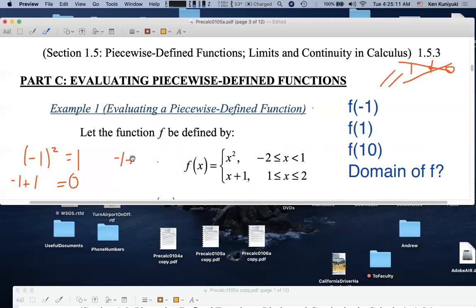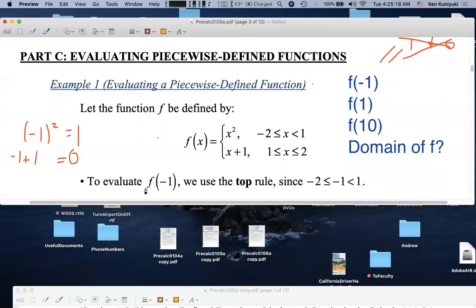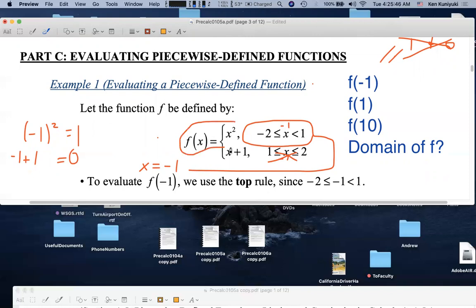You have to pick the rule and pick a final value. So which is it? Is it the 1 or the 0? Well, where's the -1? To evaluate f of -1, we use the top rule, because to evaluate f of -1, we only care about what happens when x is -1. Which rule applies? Only the top rule. -1 satisfies that compound inequality up there. It does not satisfy the compound inequality down here. So -1 is in the top subdomain. Therefore, we apply the top rule.